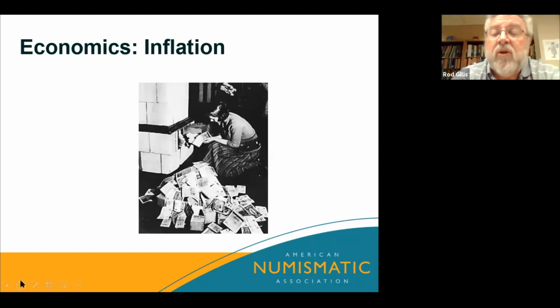Here we can see a woman who is actually using this hyperinflationary currency for fuel. Again, just like with wallpaper, it was cheaper to burn this for fuel than it was to actually try to buy wood or coal to keep the furnace going. As you can imagine, because these notes are very large, high denominations, and they happen to be very colorful, that hyperinflationary money has become quite collectible today.